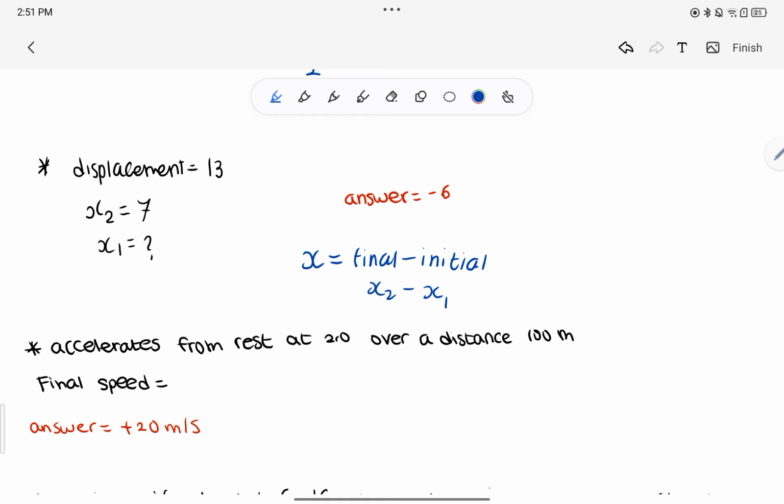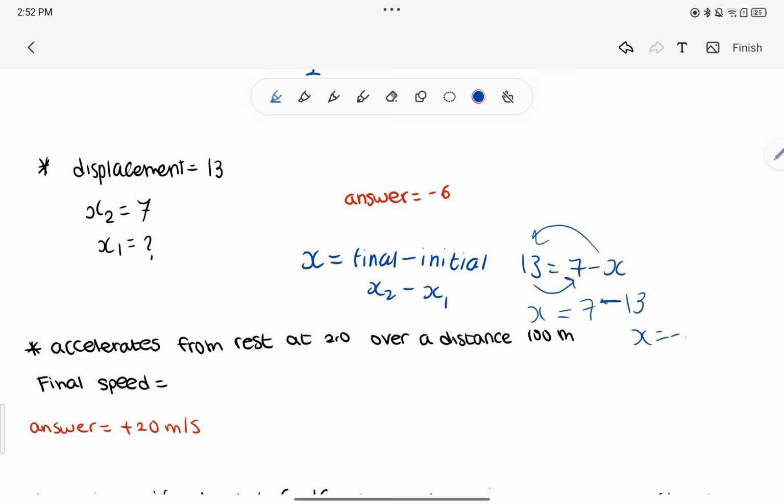So displacement here is 13, and the final here is 7 minus x. Move x to the other side, and move this there. So this will be x equals 7 minus 13.